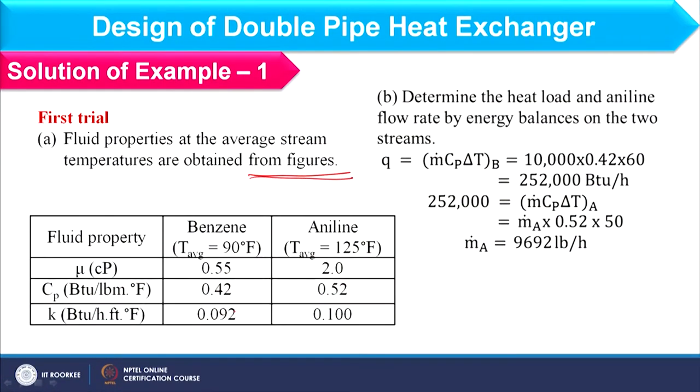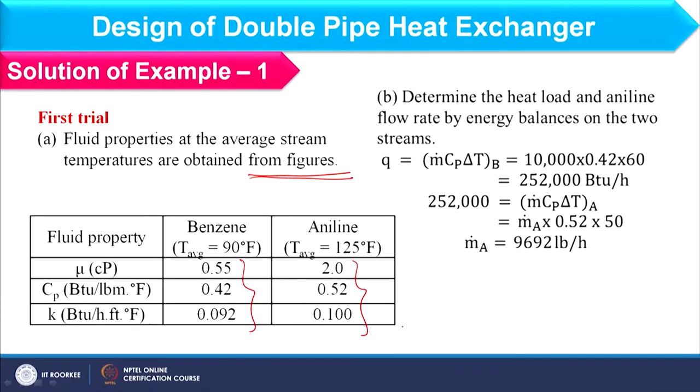Considering those figures we can consider the viscosity, that is in centipoise, specific heat and thermal conductivity of benzene as well as aniline. Along with that, you already know the density data, that is, the specific gravity of the fluids are known to you, right. So, considering these properties, we will first calculate the heat duty of the exchanger, fine. So, let us determine the heat duty.